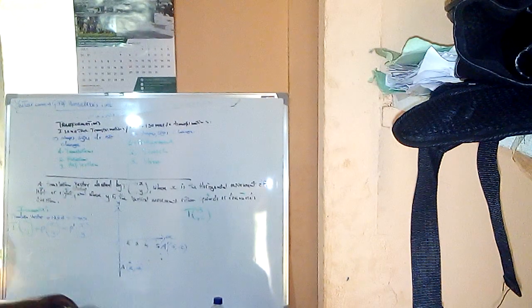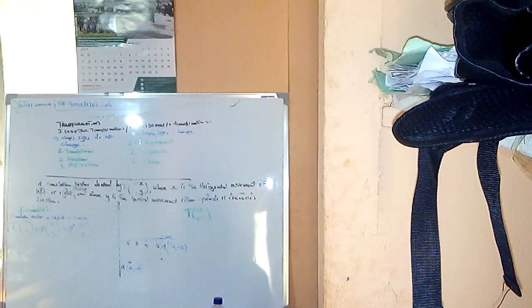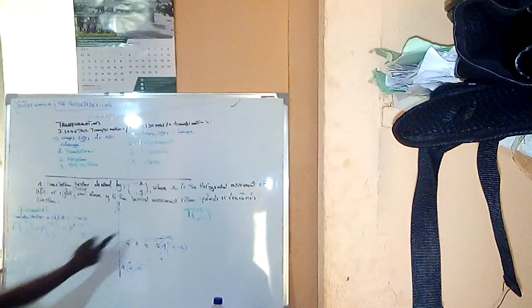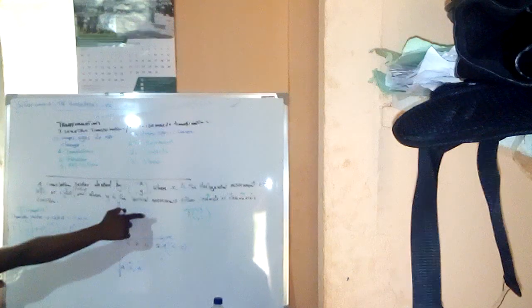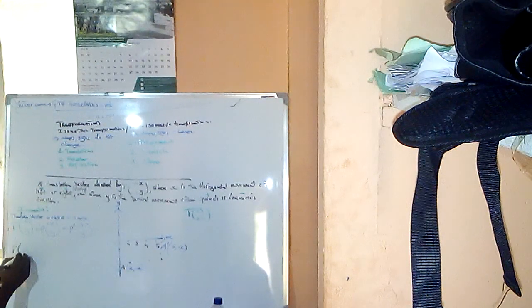For example, let's see the authenticity of this particular formula. In this case, we're given the translation vector there as T.